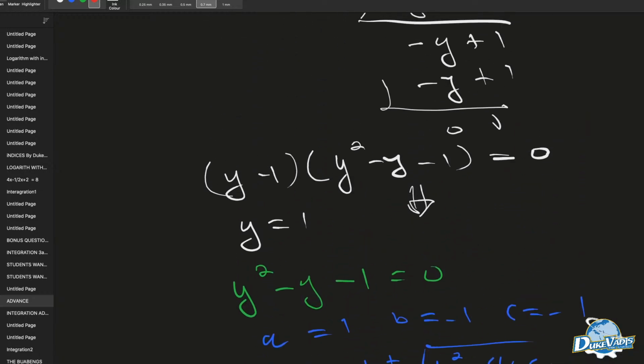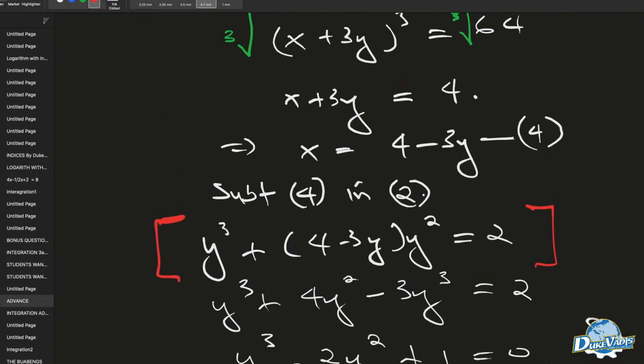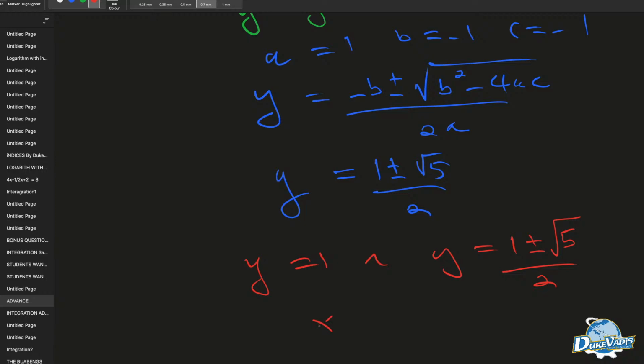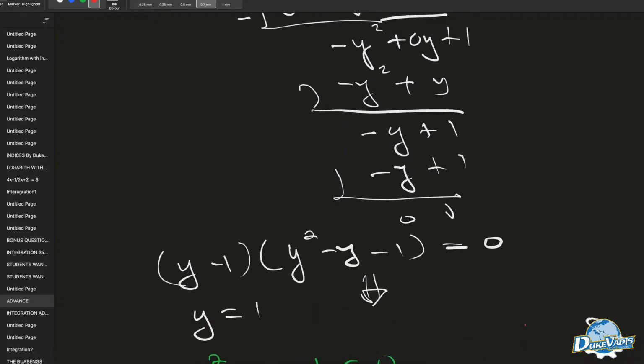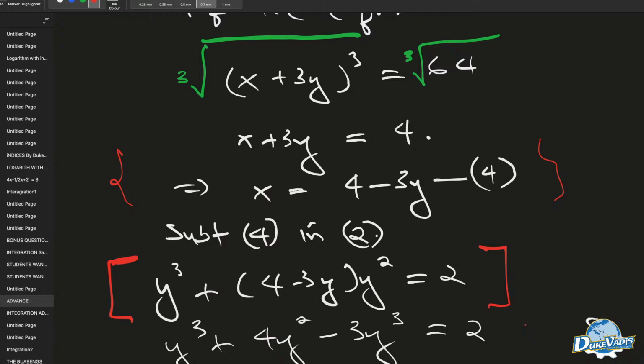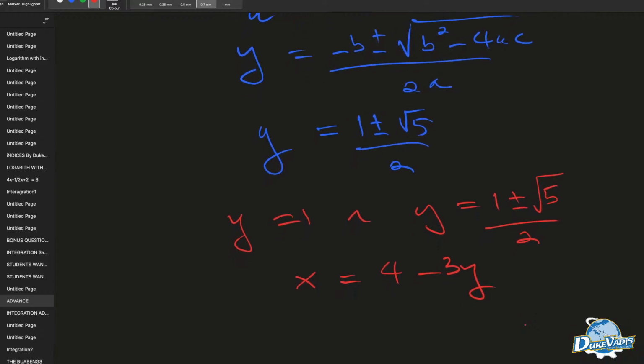But we should bear in mind that somewhere along the line, this equation can now help us to solve for the values of x. So now we know x is equal to 4 minus 3y. Now, let's go back and refer. That is when we got equation 4. So now let's substitute the values respectively into equation 4.